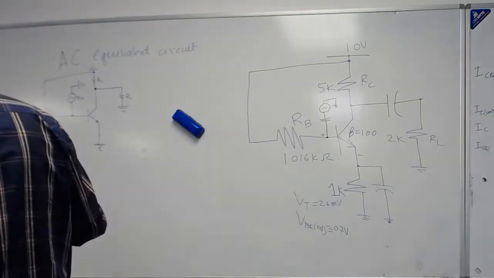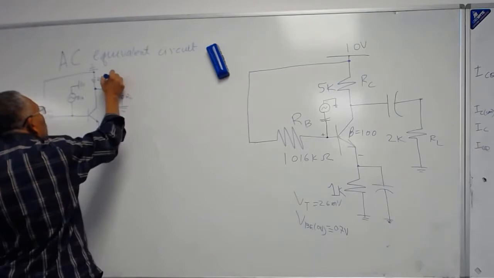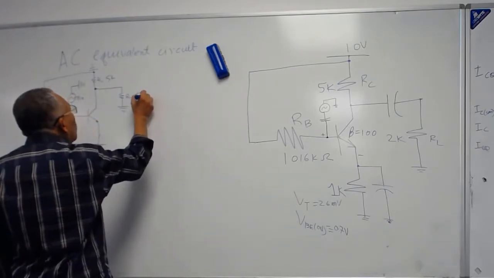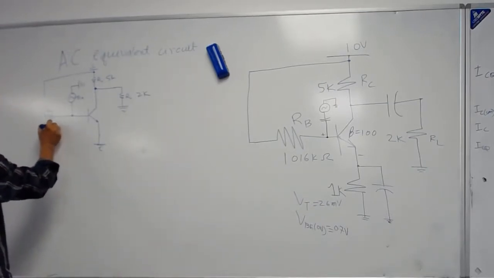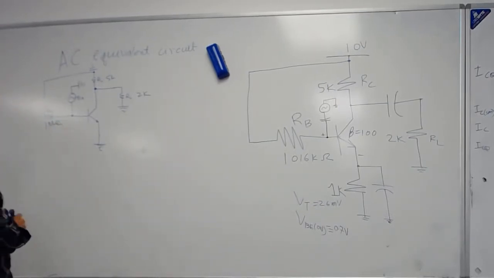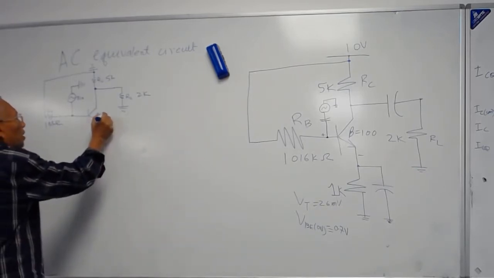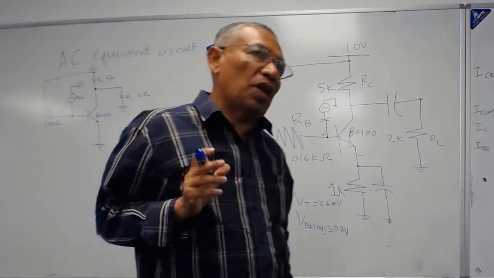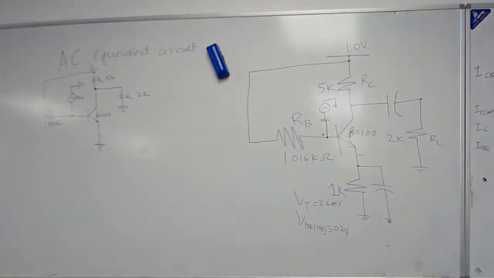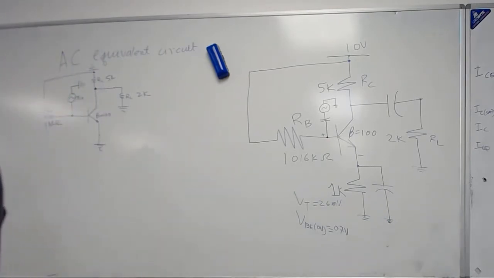Okay, so now this one RC you have equal to 5 kilo ohm, your RL equal to 2 kilo ohm, and your RB equal to 1 mega ohm. Okay, and your beta, still we assume beta AC equal to beta DC equal to 100. So who can now insert the AC model and give us the final solution?